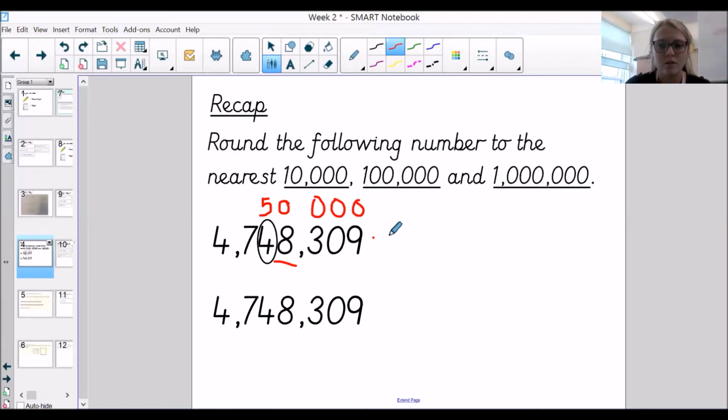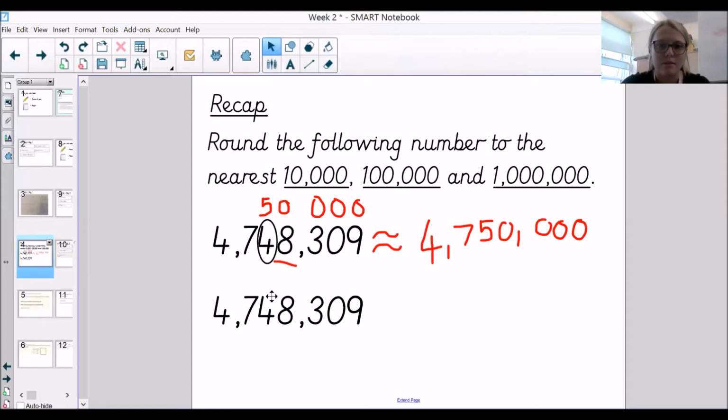Okay, so 4,748,309 is approximately 4,750,000 when rounded to the nearest 10,000. Okay, I'll type the next one.